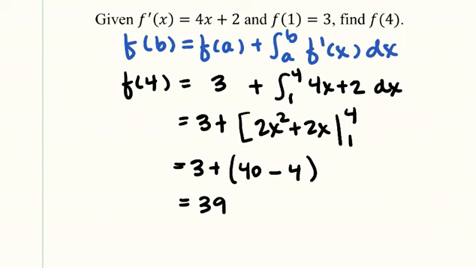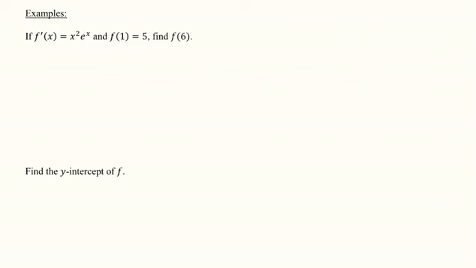Here we've got another one. I'm going to set this one up and then have you take it the rest of the way. I'm going to say that f of 6 equals f of 1 plus the integral from 1 to 6 of f prime of x dx. The thing is, what's an antiderivative for x squared e to the x? That kind of looks hard. We don't have a product rule for antiderivatives yet. We will in January, but we don't have that yet. So for now, we need to use a calculator for this.